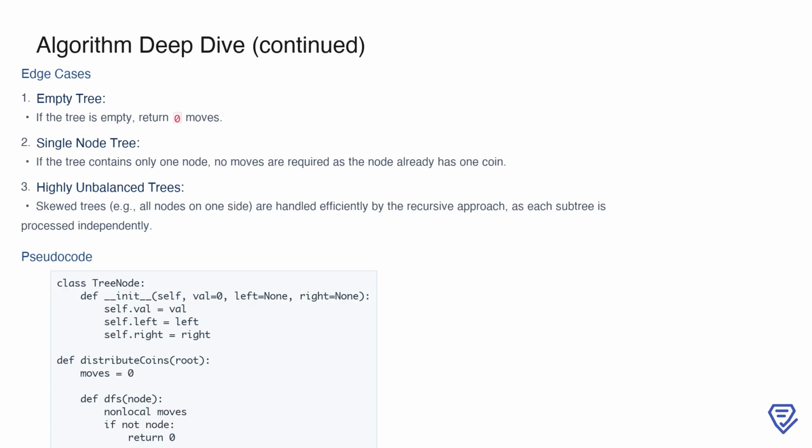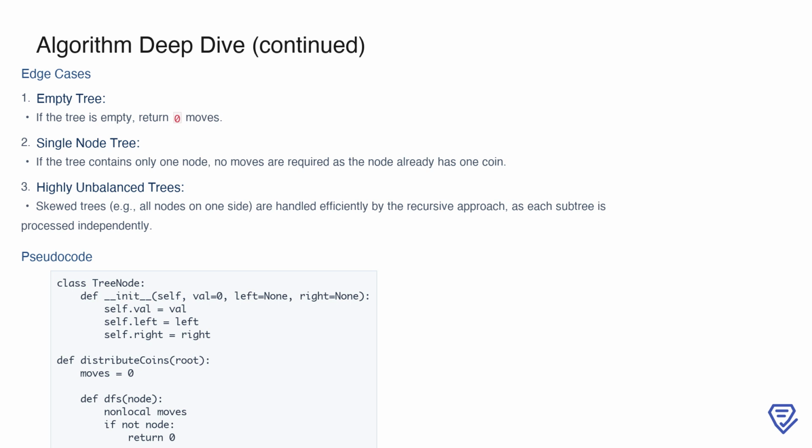There are a few edge cases to consider while implementing this algorithm. If the tree is empty, there are no nodes to process, so the function should simply return 0 moves. For a single node tree, no moves are required because the node already has 1 coin. Highly unbalanced trees, such as those where all nodes are on one side, are also efficiently handled by the recursive approach. This is because the algorithm processes each subtree independently, regardless of the tree's shape.